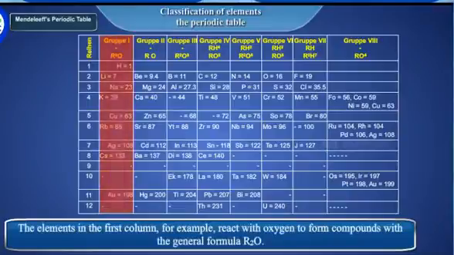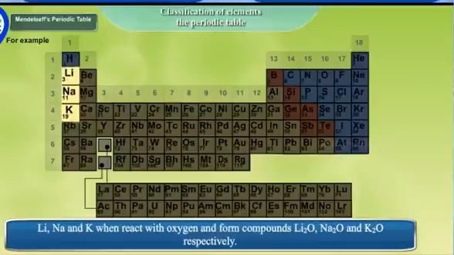The elements in the first column, for example, react with oxygen to form compounds with the general formula R2O. For example, Li, Na and K, when they react with oxygen, form compounds Li2O, Na2O and K2O respectively.